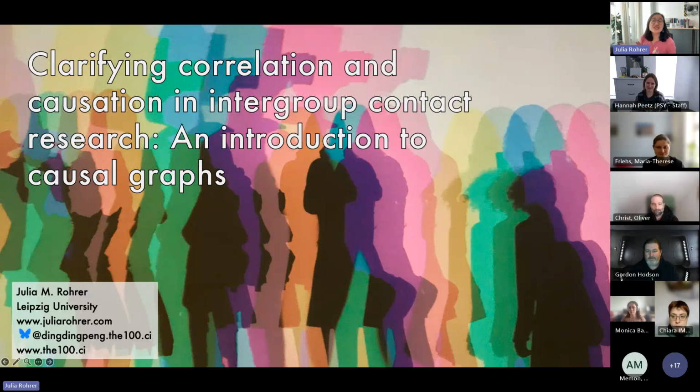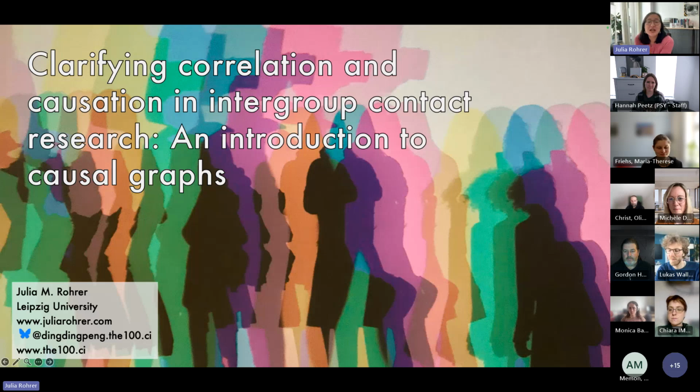In any case, today I want to introduce you to causal graphs, which are a tool that I consider super helpful. When I heard about them for the first time, it was in a workshop given by a sociologist, and I was like, hey, this is really cool. Why did nobody ever tell me that this existed? Because that would have been very helpful all along.